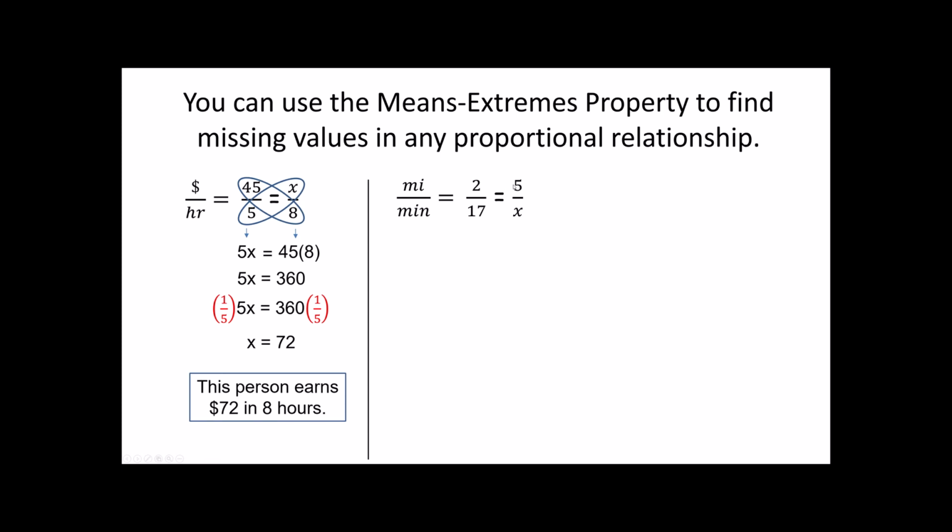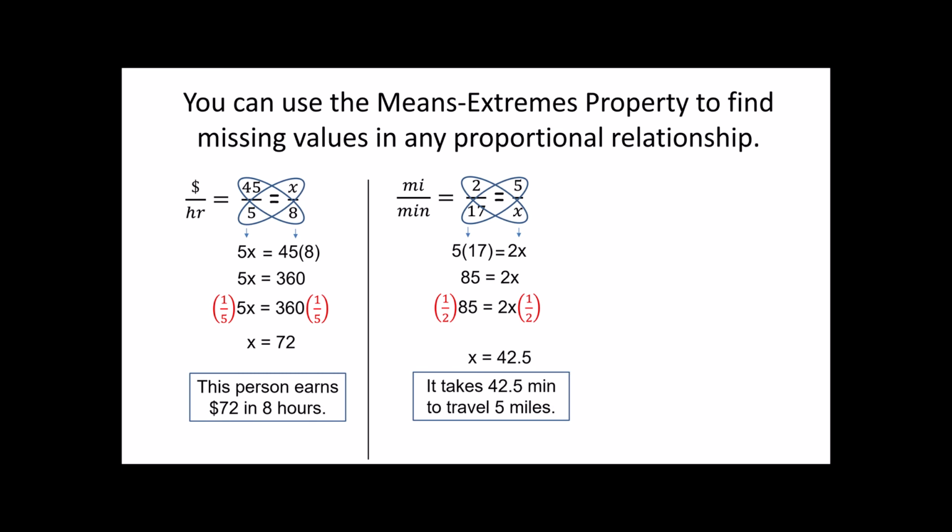Notice miles is always on top, minutes is always on bottom. I can use my means extremes property. 17 times 5, 2 times x. The means extremes property says those two things should be equal to each other. Little computation, clear out my times 2. I'm left with 42.5. It takes 42.5 minutes to travel 5 miles for this person.